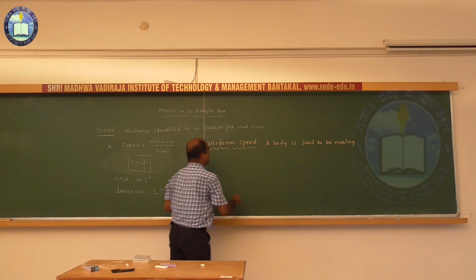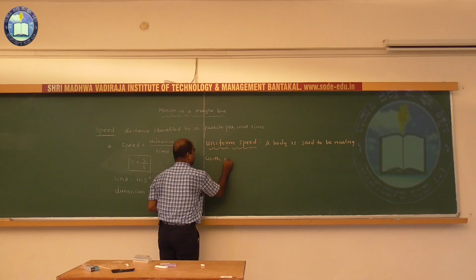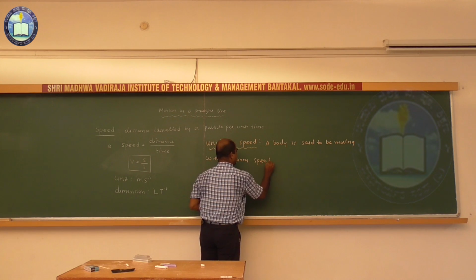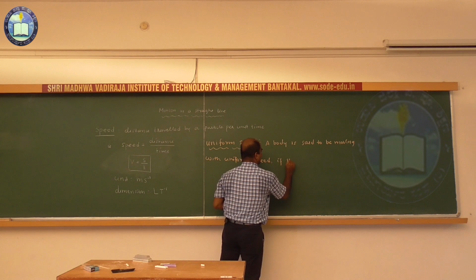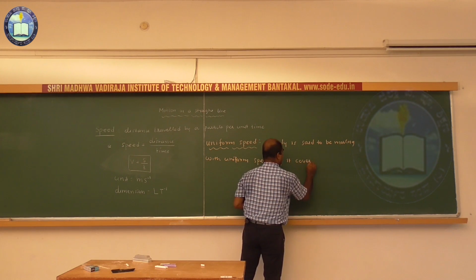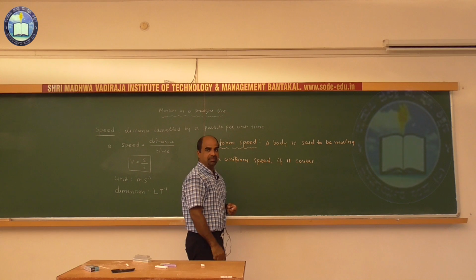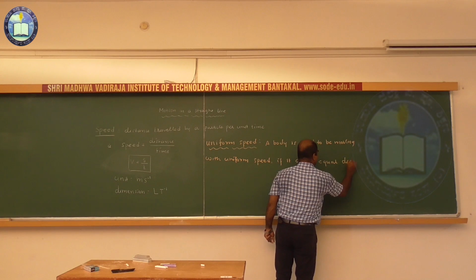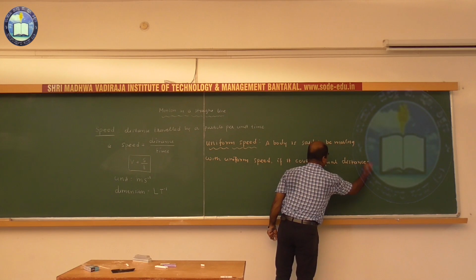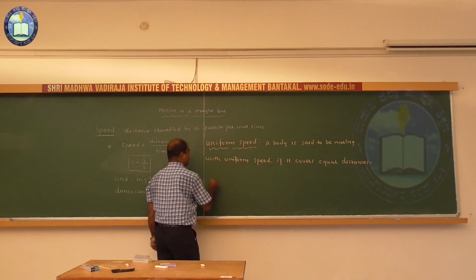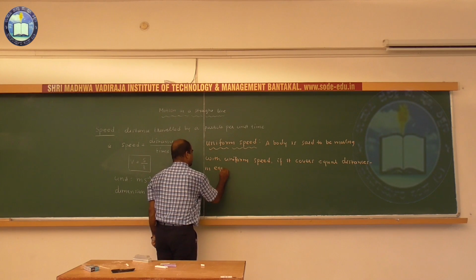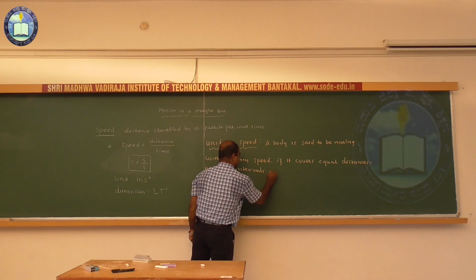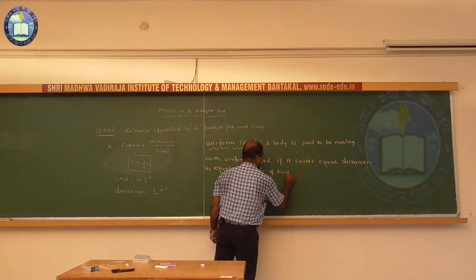A body is said to be moving with uniform speed if it covers, or undergoes, or travels equal distances in equal intervals of time.